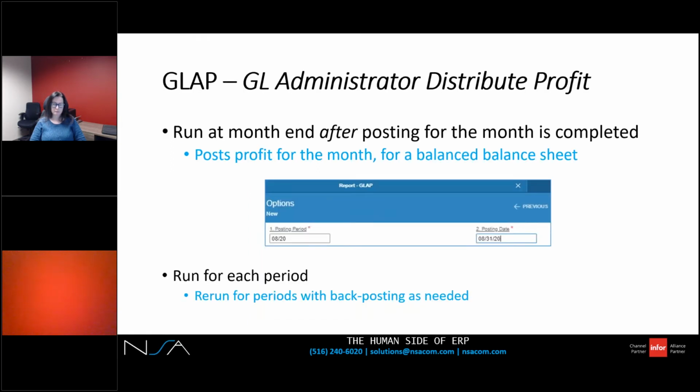Just a couple more concepts to go over. GLAP, this is the General Ledger Distribute Profit. You run this at month end after you've done all of your posting for the month. You can run it again and again and again if you need to. It's like an auto reversing. It will take the profit and post it into your current year earnings account, offset by a clearing account. So if you've done back posting, you can rerun the GLAP for those periods you've back posted to.